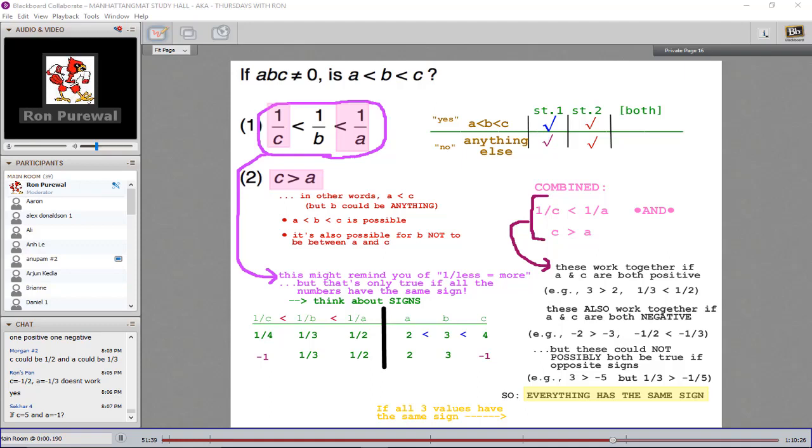Then if I tell you 1 over C is less than 1 over B, which in turn is less than 1 over A, that definitely means that C is greater than B, which is greater than A. In other words, check that box, and this is an impossible box to check. So this is sufficient.